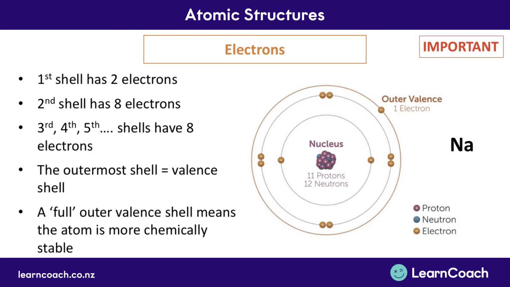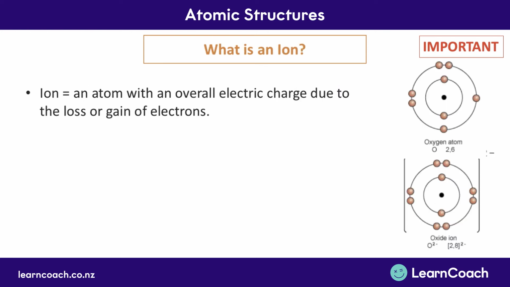Another important piece of information you need to know for your exams is that when an atom has a full outer valence shell, this means that the atom is more chemically stable. So now we need to take a closer look at ions. So what is an ion? Well, you need to know that an ion is an atom that has an overall electric charge. So it's different from an atom because an atom doesn't have any charge at all.